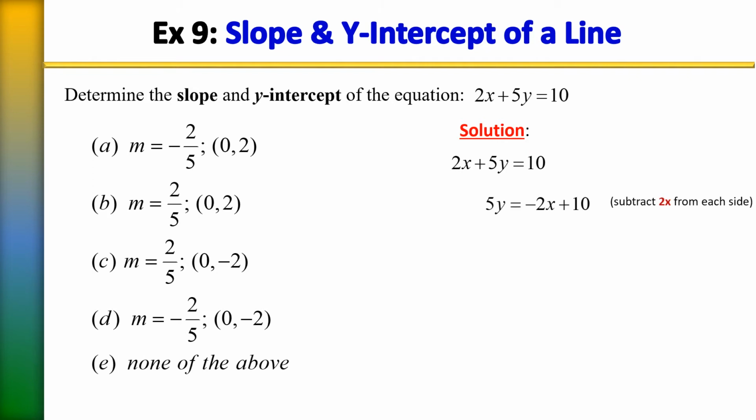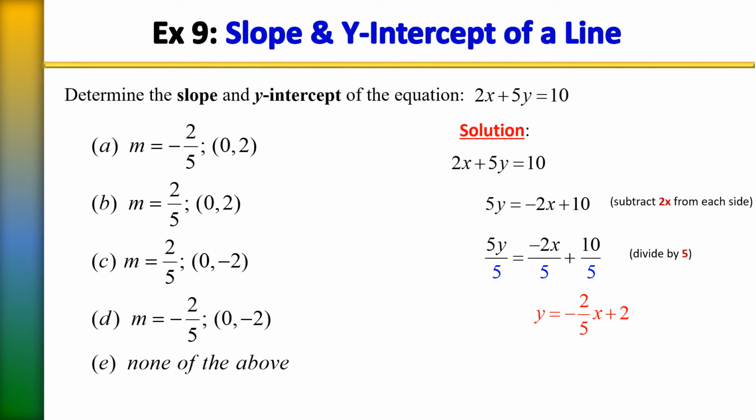What's our next step to solving for y? If you said divide by 5, that is correct. So remember, what you do to one side, you must do to both sides of the equation. So let's go ahead and divide by 5. Once we simplify that equation, we are left with a line of y equals negative 2/5 x plus 2.